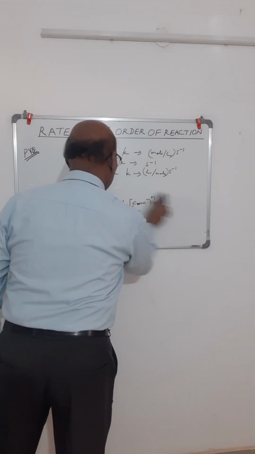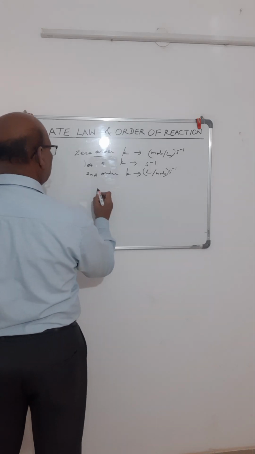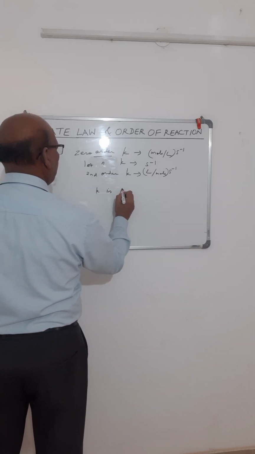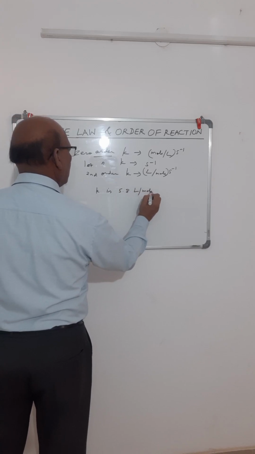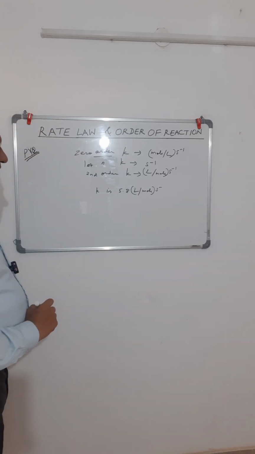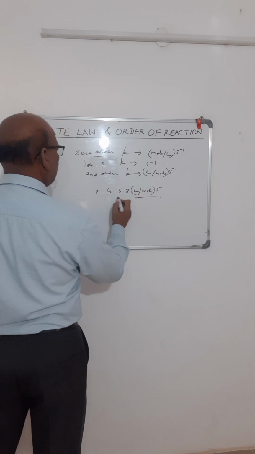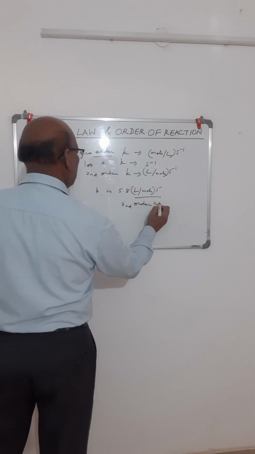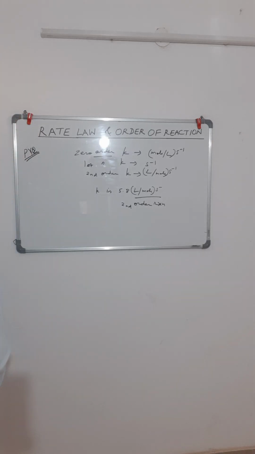Sometimes the question is given that for a given reaction the rate constant k is say 5.8 liter per mole second inverse. What is the order of this reaction? So if you know the units of k, you can straight away say that this is a second order reaction by seeing the unit of k. Okay.